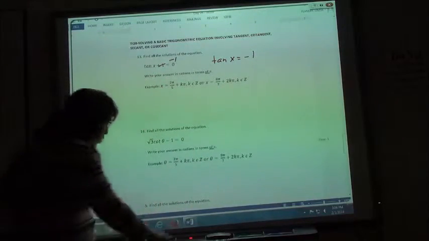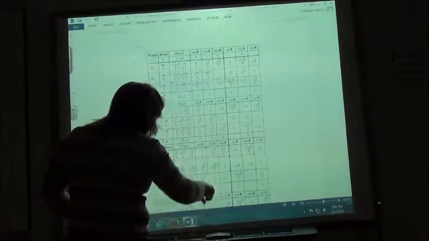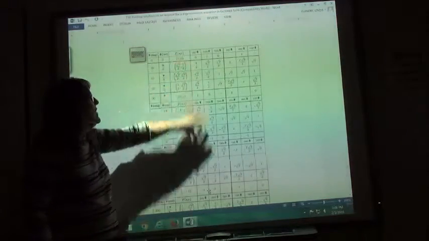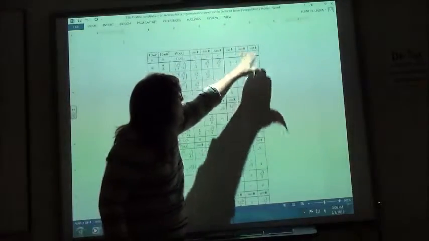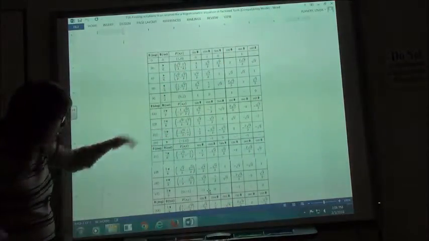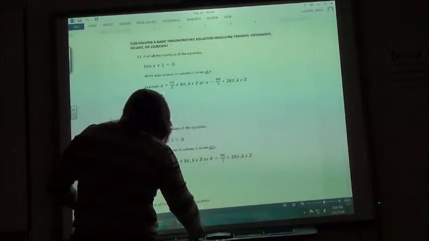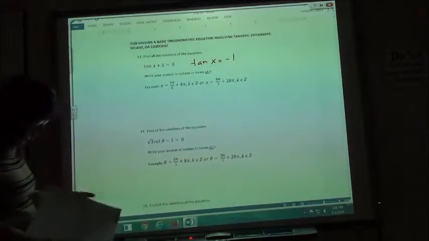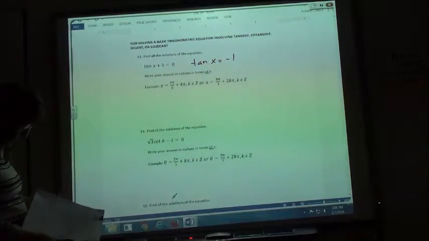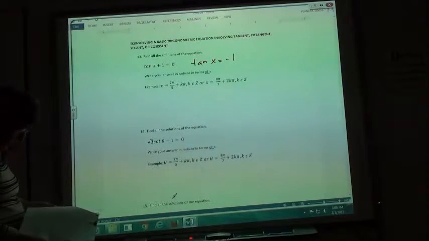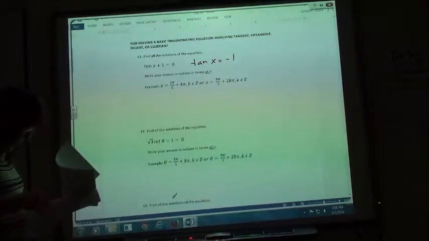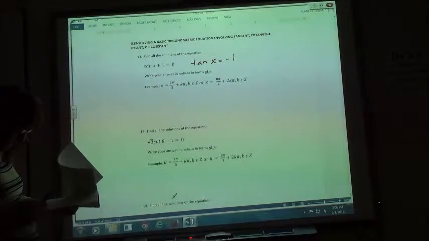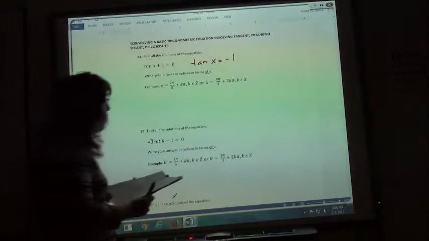I'm going to go back to my chart, which again I forgot to show you since we're on the same page, but in case you happen to look later, we need this chart where we can look up our tangent, cotangent, secant, and cosecant values. And so going back over here, we said tangent of x equals -1. So if I look that up in my chart, tangent equal to -1 would be at 3 pi over 4 and 7 pi over 4.